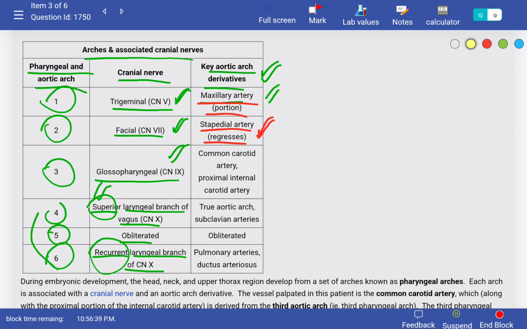Okay, the third one is associated with the common carotid artery, right, which the physician in this case has palpated. The proximal internal carotid artery is also with that. Then the fourth gives rise to the true aortic arch, and with that, the subclavian artery. The fifth one has been obliterated. The sixth aortic arch gives rise to the ductus arteriosus, and it can also give rise to the pulmonary arteries.